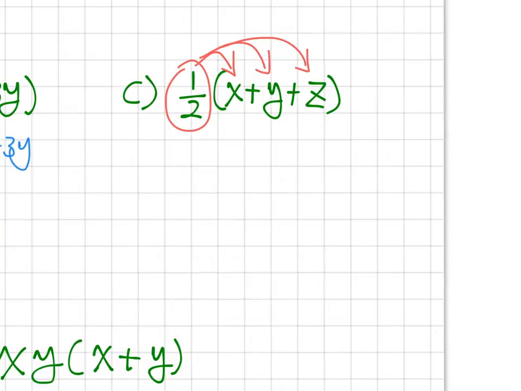So in this case, it is 1 over 2 times x. Again, remember, if you're multiplying a single number by a single letter, all you need to do is just write them right beside each other.